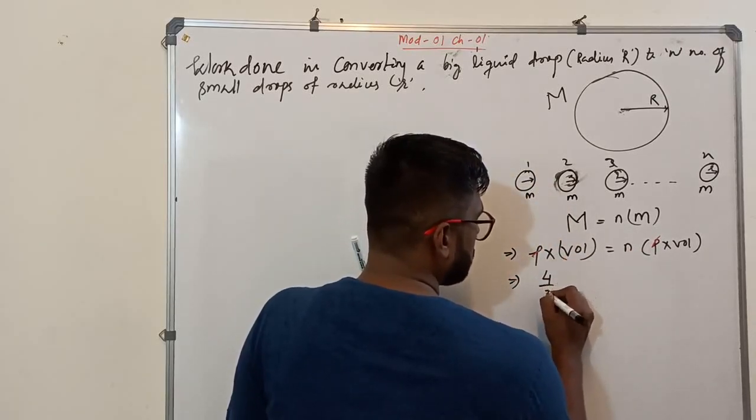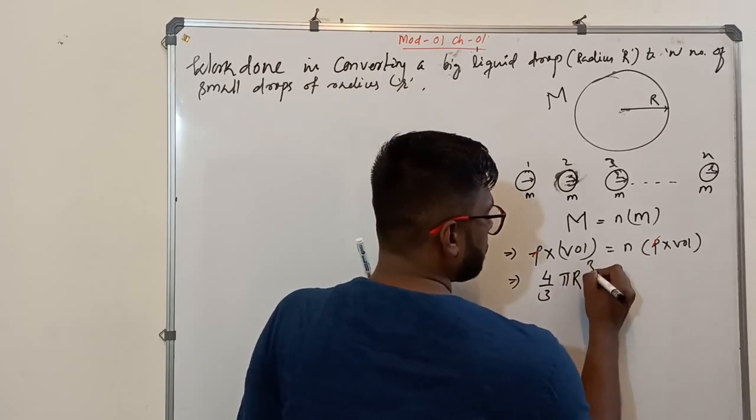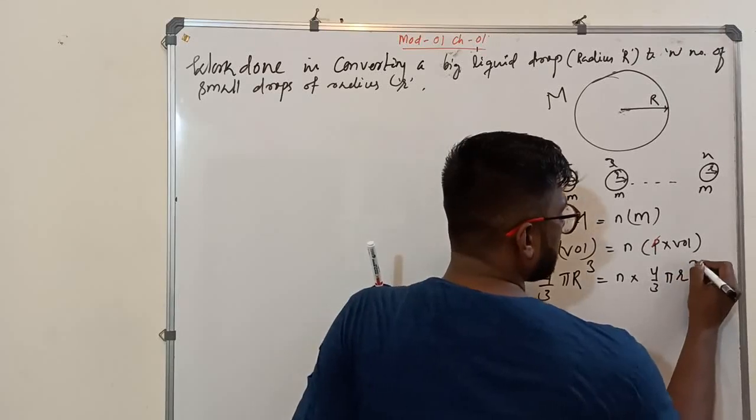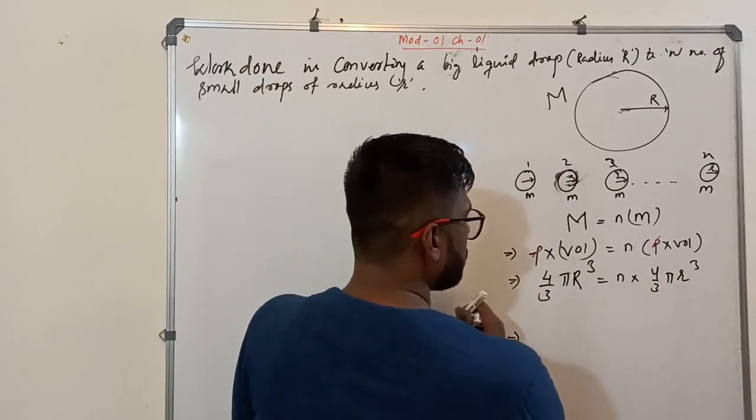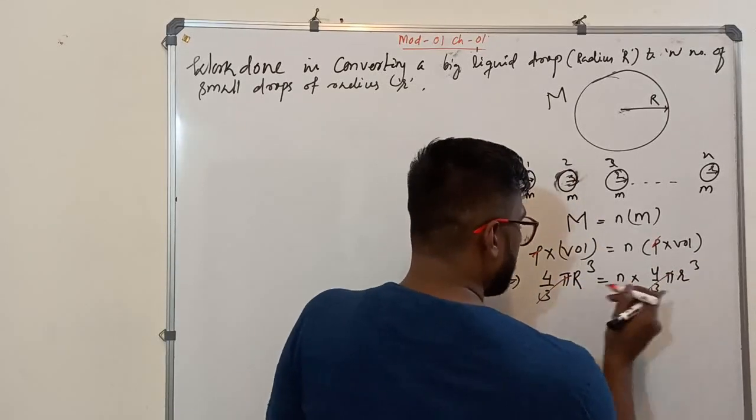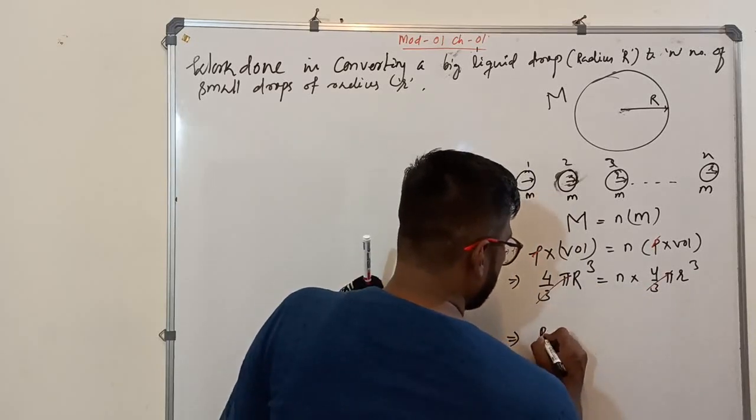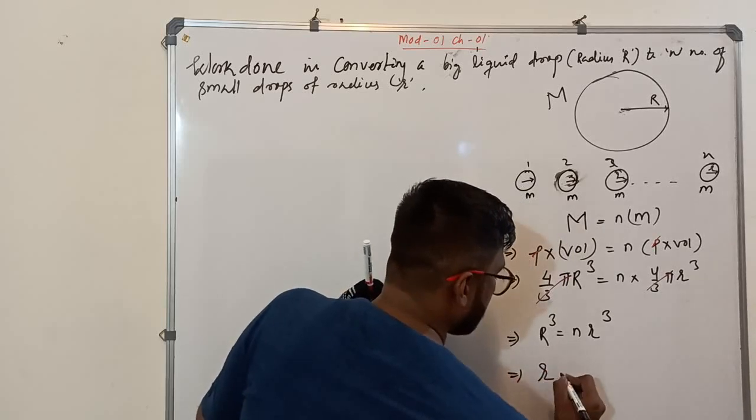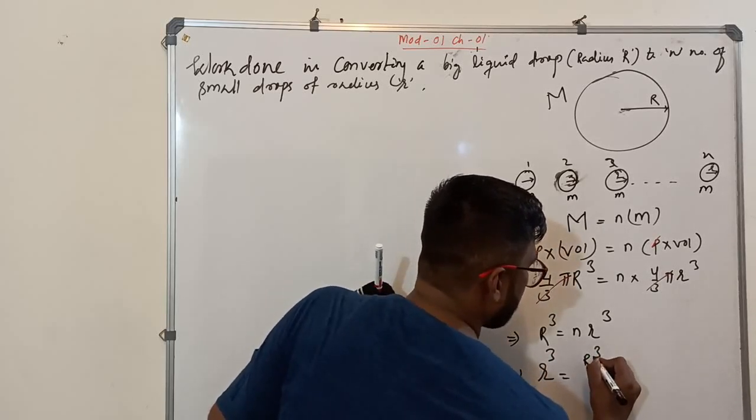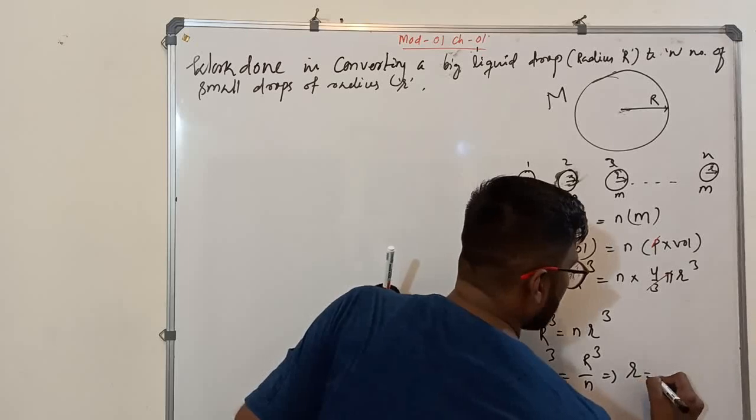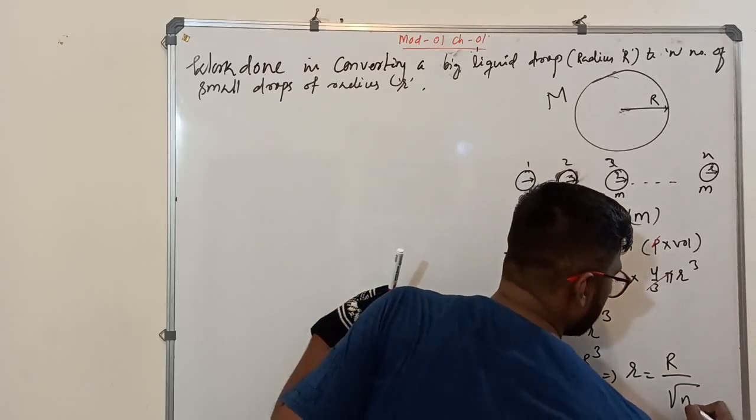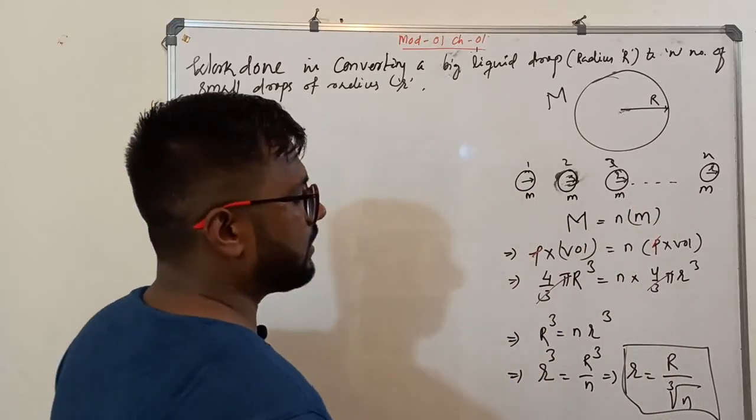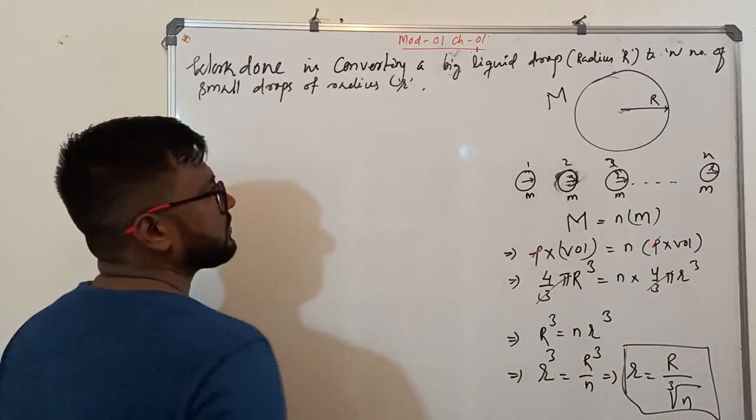What is the volume of a sphere? 4 by 3 pi r cube. N into 4 by 3 pi small r cube. This implies 4 by 3 pi cancels. What you got? Capital R cube is equal to n into small r cube, or small r cube equals capital R cube by n, or small r equals capital R by cube root of n. Small r equals capital R by cube root of n.